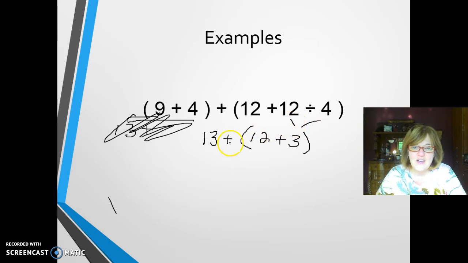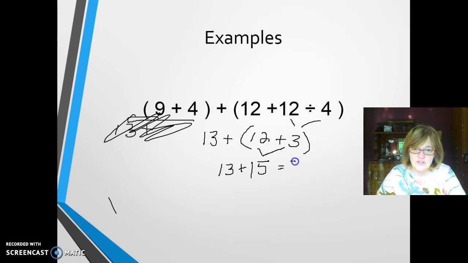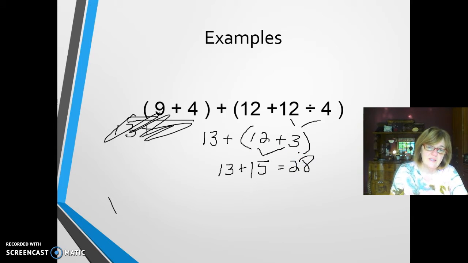All right. So now we've got our 13. Can't do anything with that yet because we still have a parentheses to worry about. 12 plus 3 is 15. Now we've gotten rid of our parentheses. I'm doing that again just to help you see it. And we can add our 13 now. Our final answer is 28. Again, if I went too fast, rewind, watch it again.